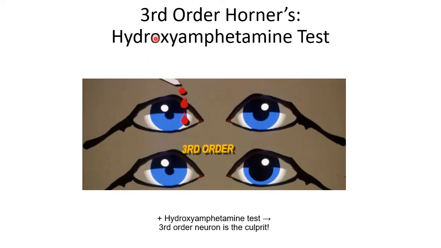And now we can localize pharmacologically. Hydroxyamphetamine enhances the release of norepinephrine at this third order end plate. And if the third order neuron is intact, the pupil will dilate. If the third order neuron is not intact, the pupil will not dilate. So hydroxyamphetamine is used to decide whether this patient has a third order neuron lesion or not.